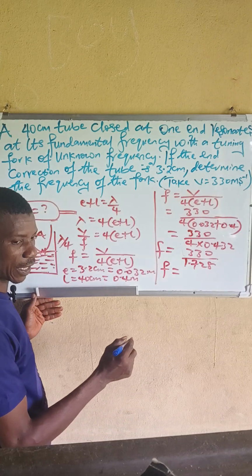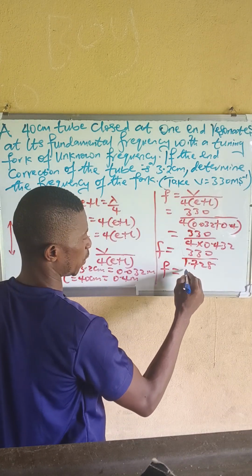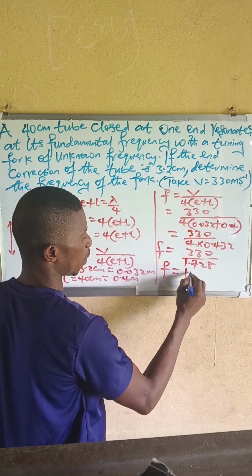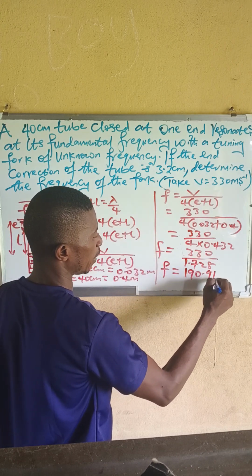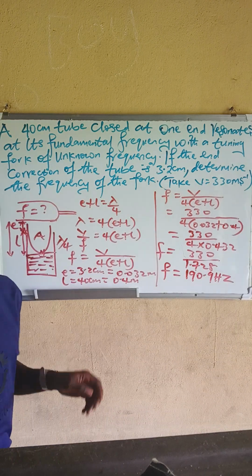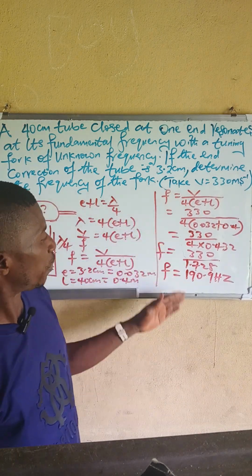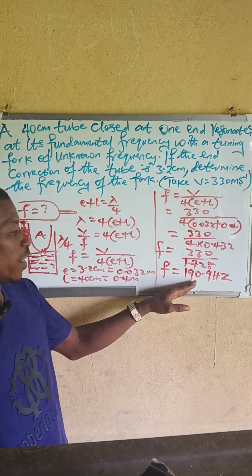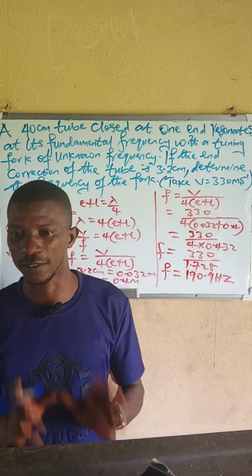So my final answer becomes, this divided by this, 190.9 Hz. So this is my final answer. Now we've finally finalized this one. This can also be approximated to 191. Thank you.